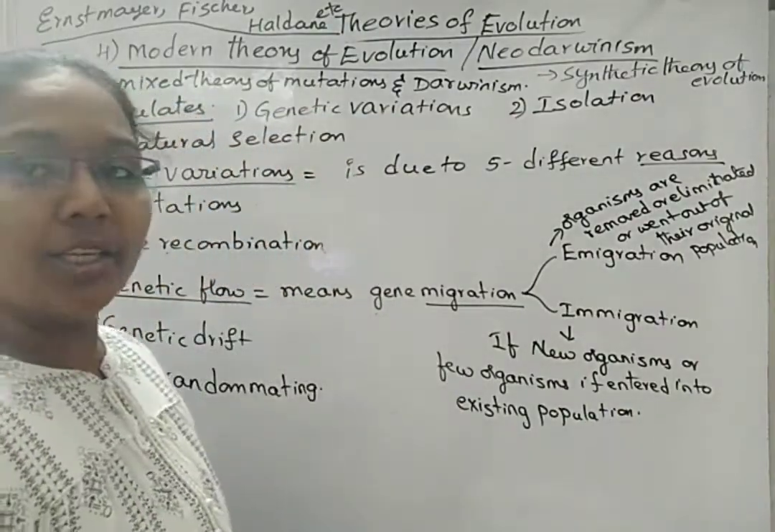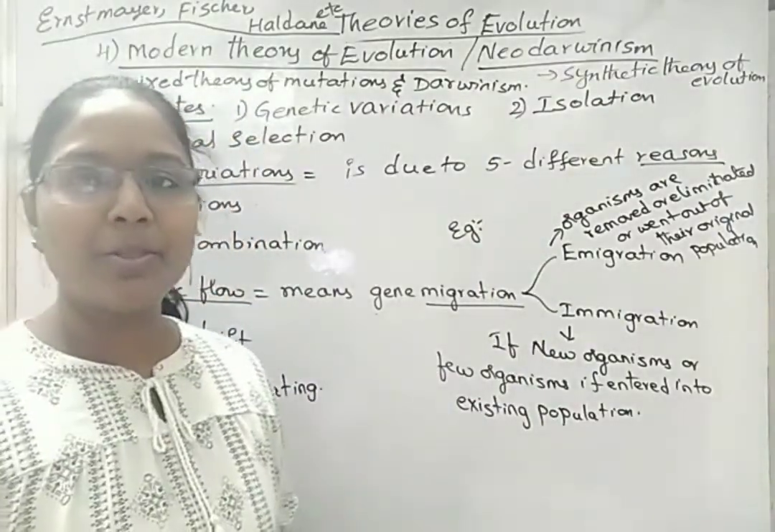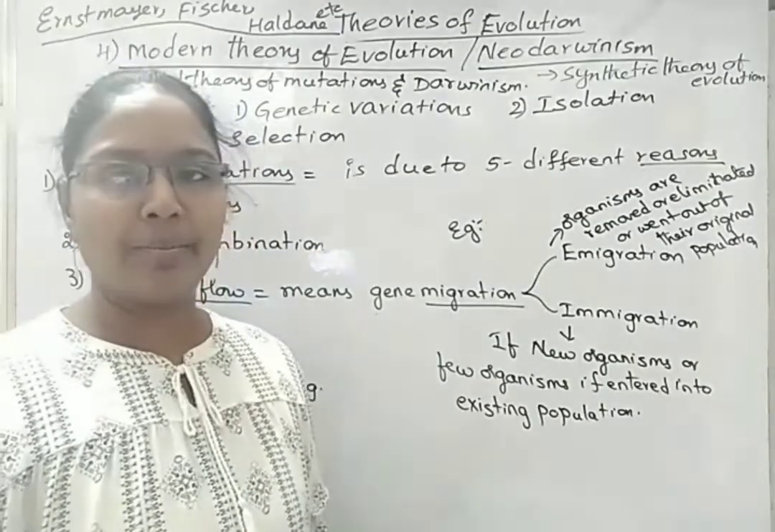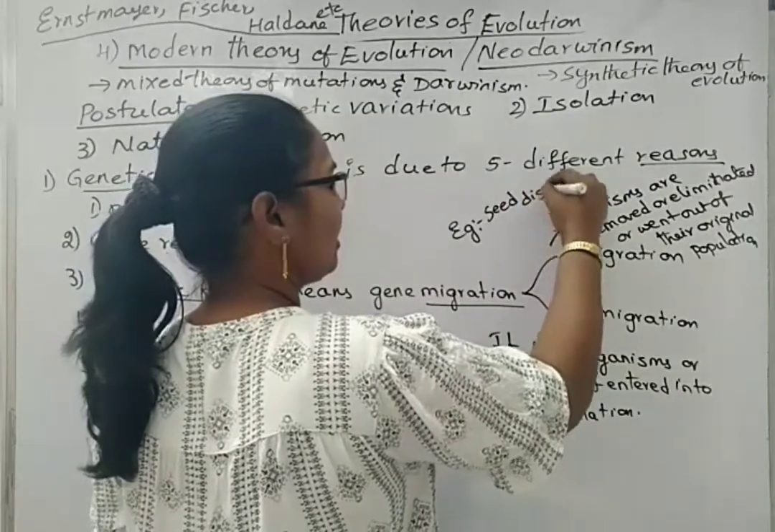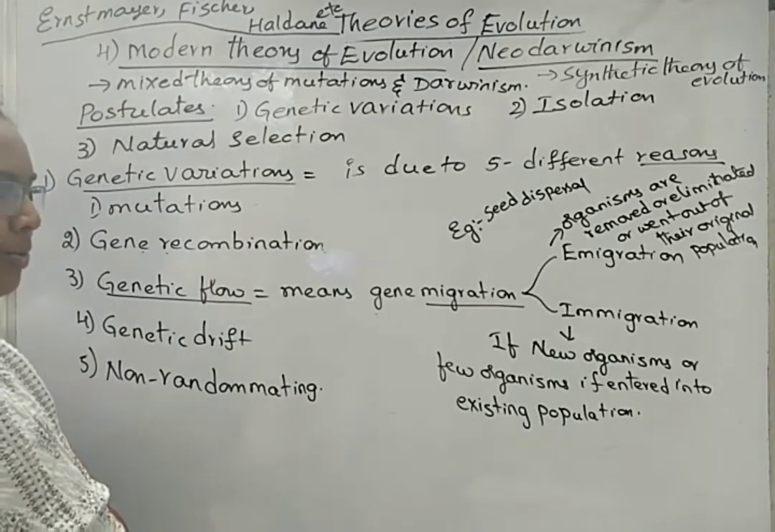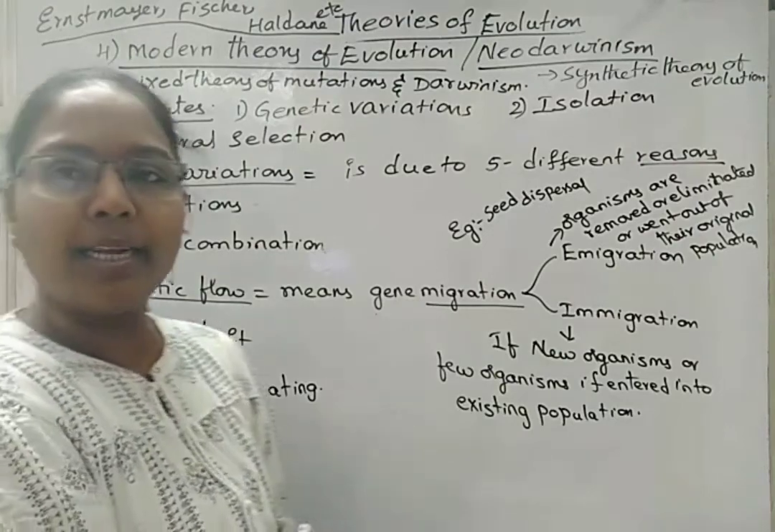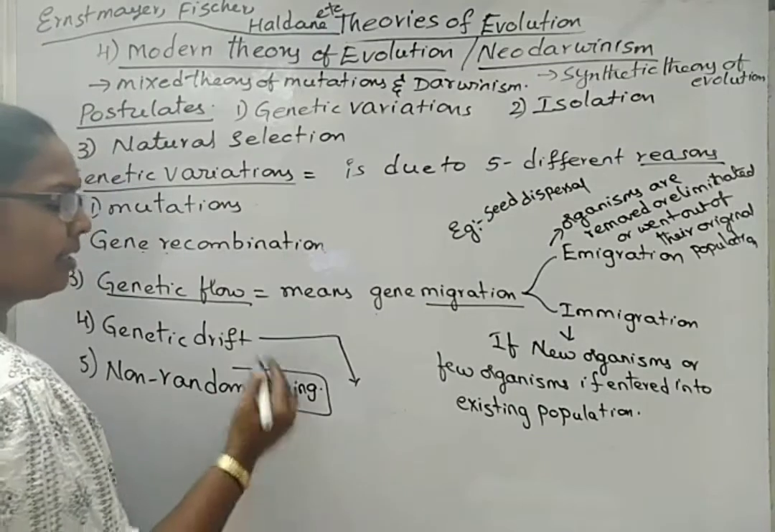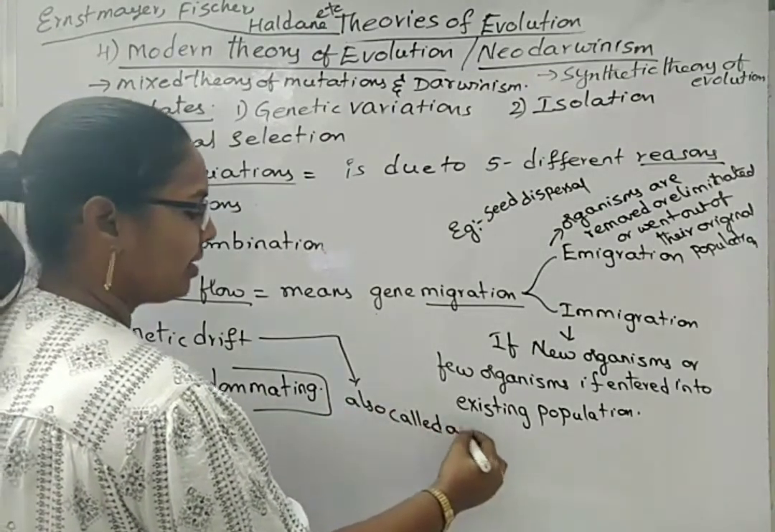For emigration we can take one example like seed dispersal. Some types of seeds are dispersed by the wind and they travel from one place to another place. So here we can explain seed dispersal. Next, under immigration also, the place where these dispersed seeds have entered can be explained under the immigration type of migration. Genetic drift, also called allelic drift.